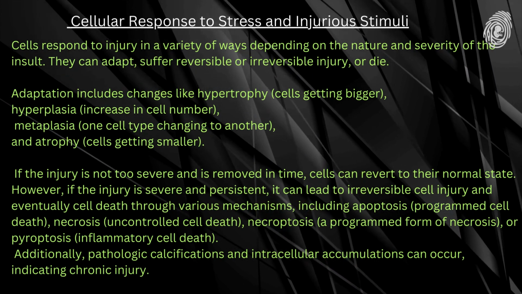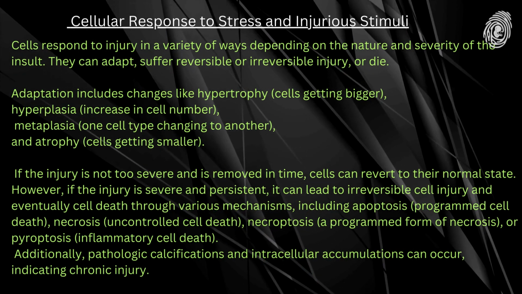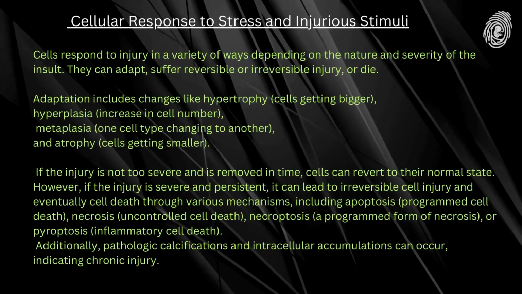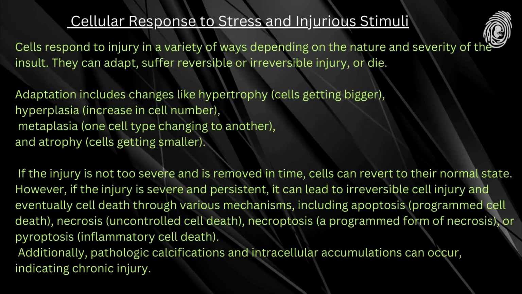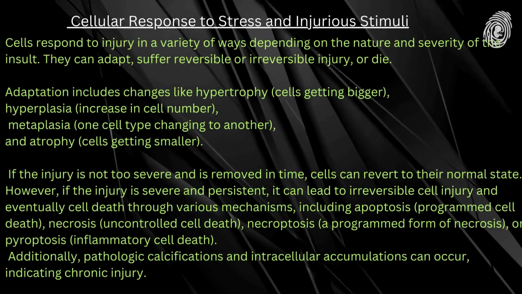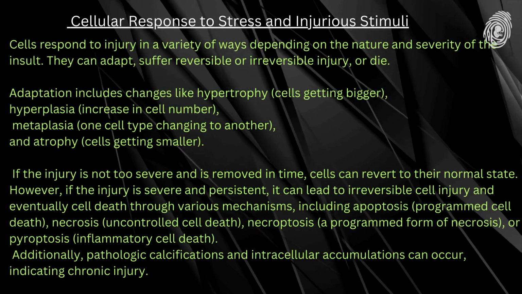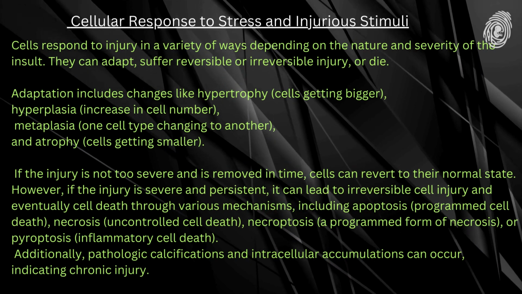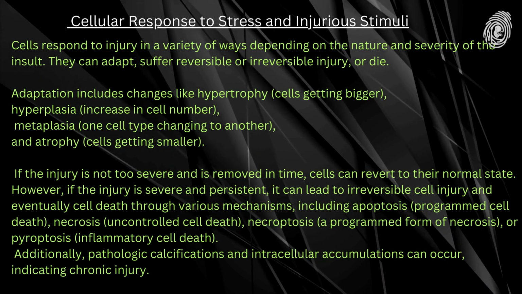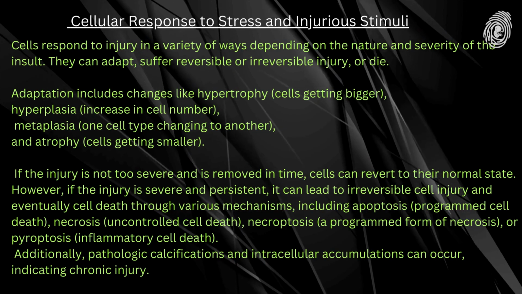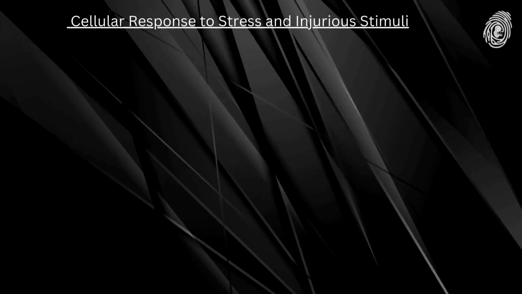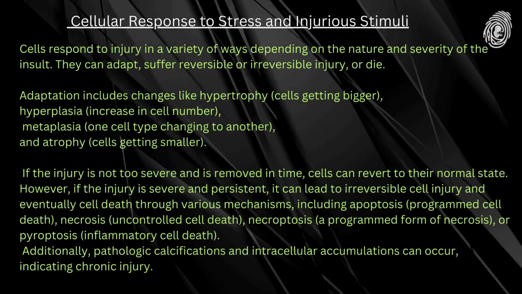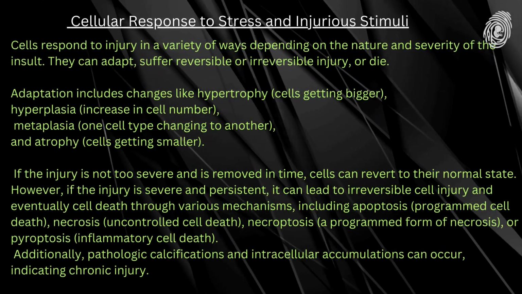If the injury is not too severe and is removed in time, cells can revert to their normal state. However, if the injury is severe and persistent, it can lead to irreversible cell injury and eventually cell death through various mechanisms, including apoptosis, programmed cell death, necrosis, uncontrolled cell death, necroptosis, a programmed form of necrosis, or pyroptosis, inflammatory cell death. Additionally, pathologic calcifications and intracellular accumulations can occur, indicating chronic injury.